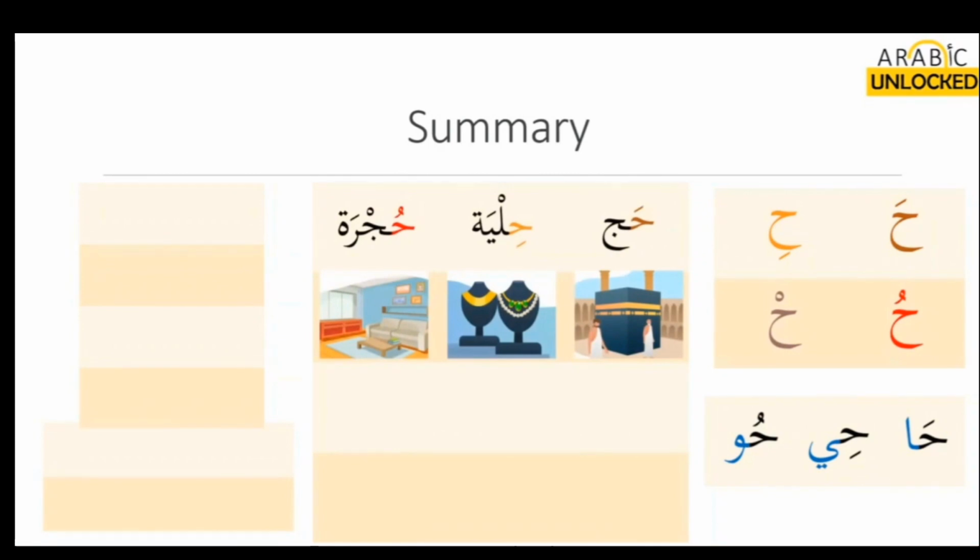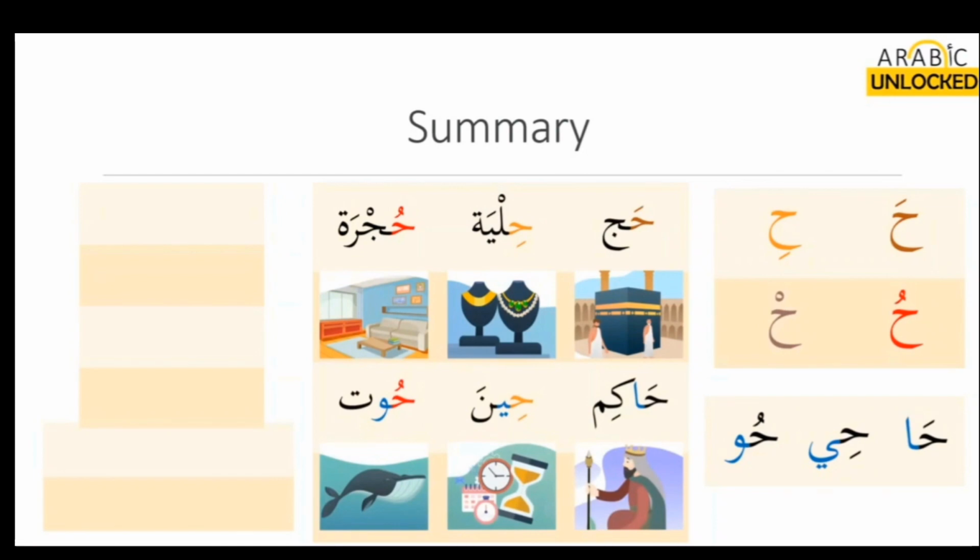Used with a short vowel, the Ha with a fatha in the word Hajj, the Ha with a kasra in the word Hilya, and the Ha with a dhamma in the word Hujra. With long vowels, the Ha with an alif in the word Hakim, the Ha with a Ya in the word Hina, and the Ha with a Waw in the word Hut.